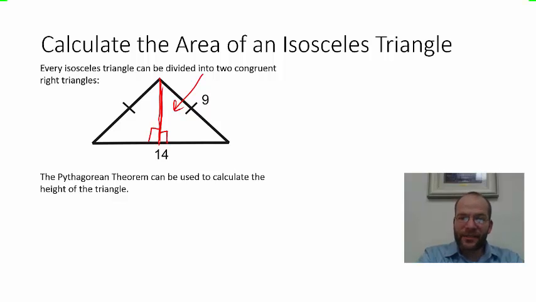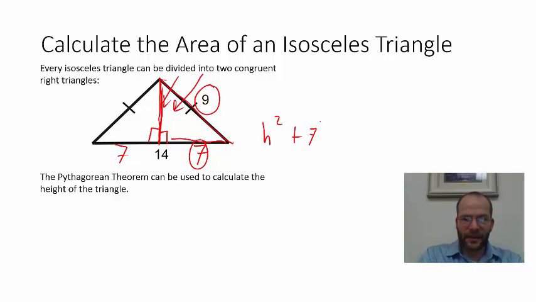First is to recognize that when I draw in the altitude, I've bisected the base. So this is now 7, and this is 7. And at this point, we'll use the 9, which is the hypotenuse over here, and the 7, which is one of the legs in this right triangle, to calculate the height. So we know that the height squared plus the 7 squared is equal to 9 squared.